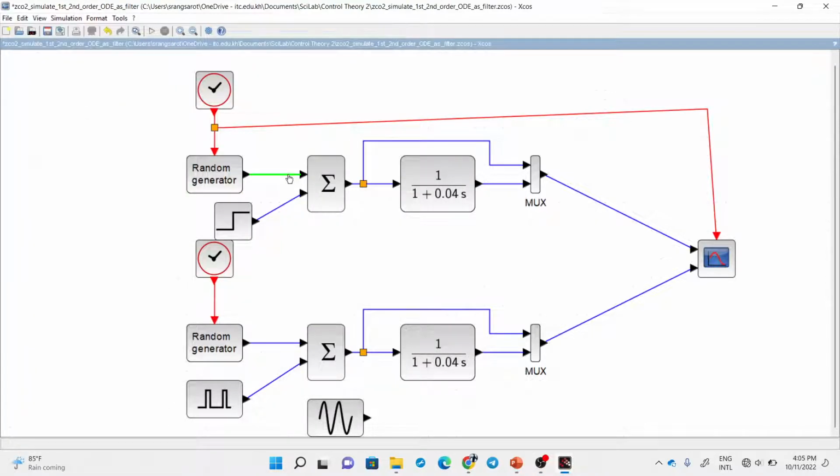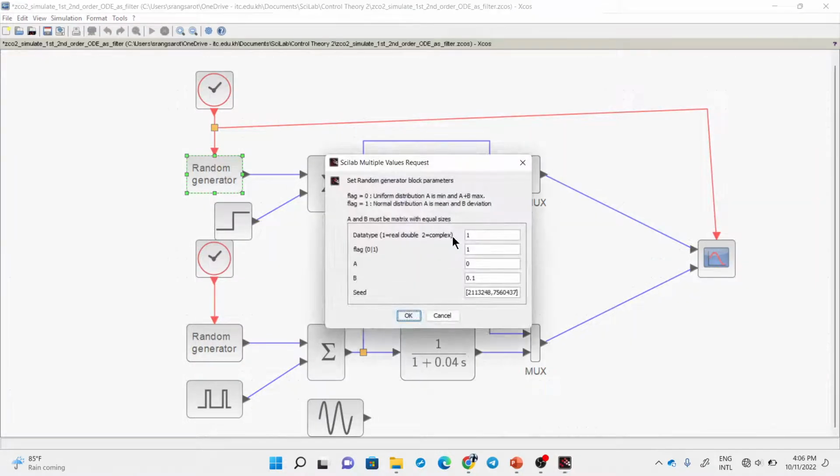Okay, suppose I want to see the effect of noise, so I connect a random generator to this add block. Same for this one, and here's how I configure the input parameters for the random generator. Data type 1 is real, so I put 1 to get real. The flag I don't need to change.